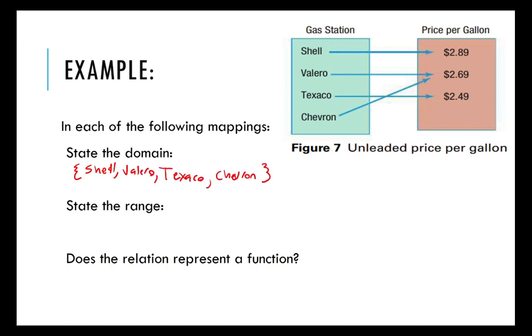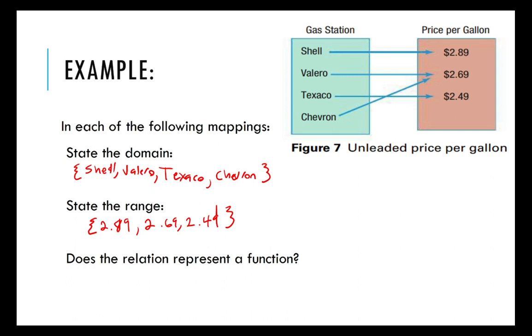Then we close the curly brace, and this is the set that is the domain. Then when you state the range, you do the exact same thing. Write curly braces, but now you're going to write the outputs instead of the inputs. And so the outputs are $2.89, $2.69, $2.49. Of course, close our curly brace.